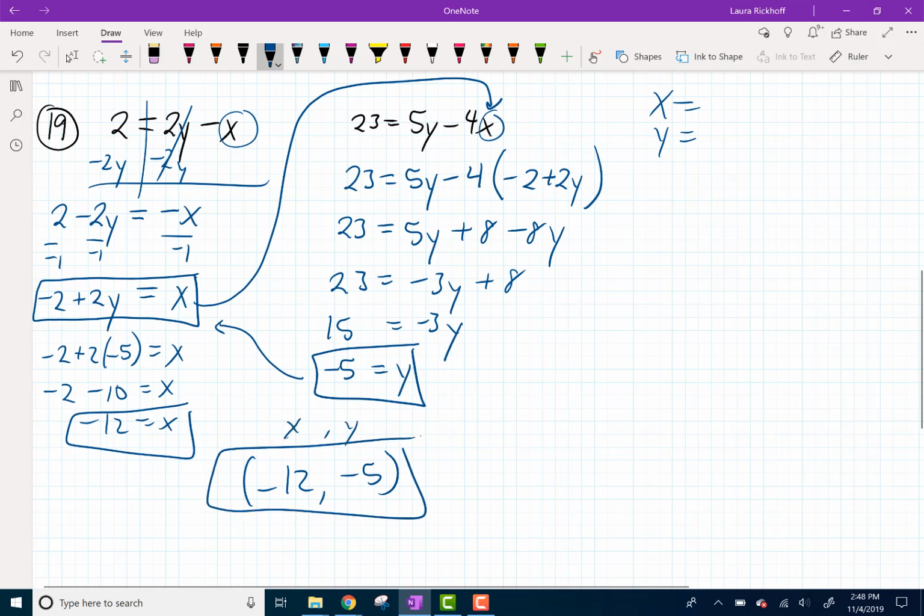You could check it. I already checked it before I did this, and it will work. If you put it back into both equations, it'll make them true. So yay.